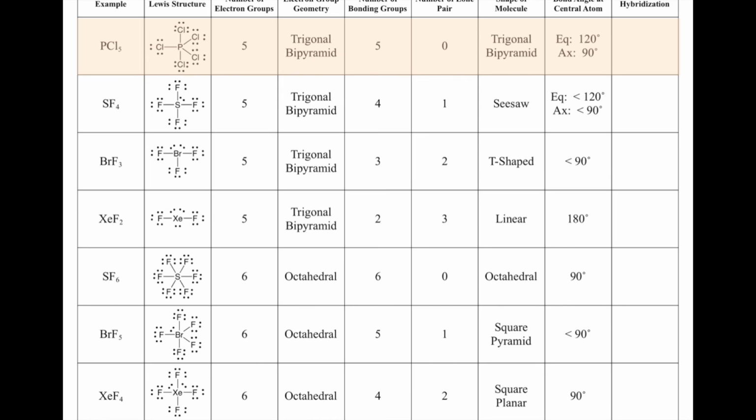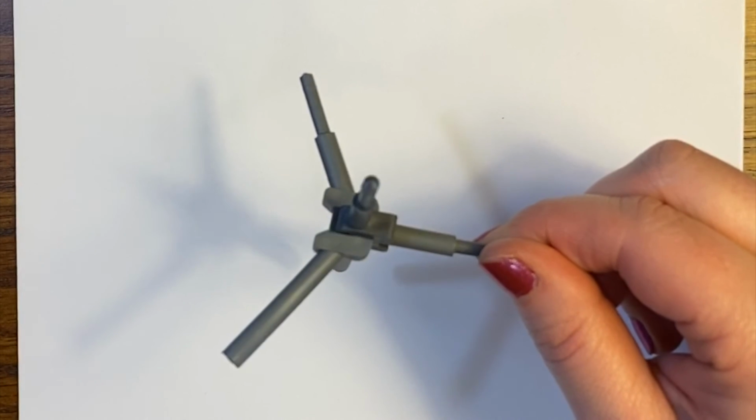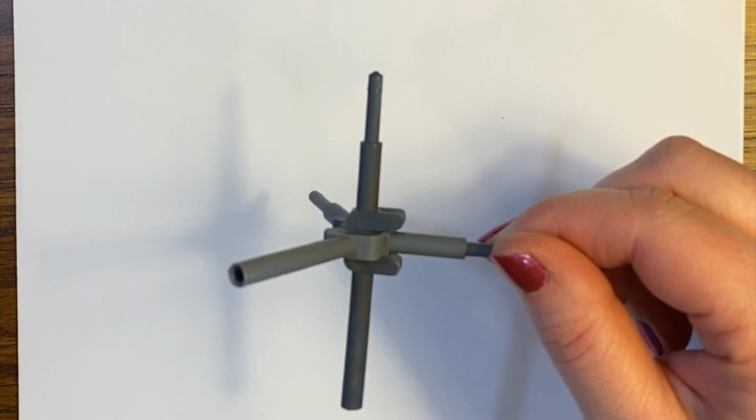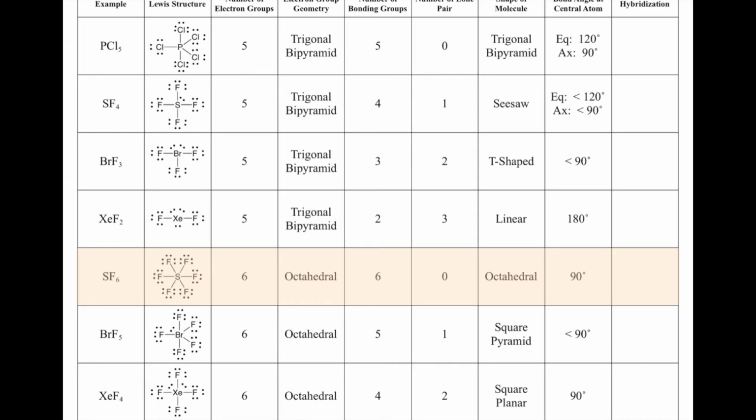If we have five electron groups around a central atom, like in the case of phosphorus pentachloride, that gives rise to a trigonal bipyramid electron group geometry. Six electron groups around a central atom, like sulfur hexafluoride, will give rise to an octahedral electron group geometry.